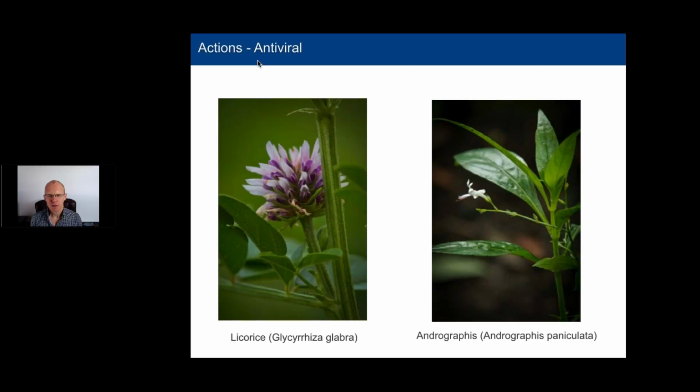Andrographis, it's a great herb used in Ayurvedic medicine and also in Chinese medicine. When I was a student, we didn't really know much about it, and it's made its way into traditional Western naturopathic medicine now. You'll see lots of products on the market that contain andrographis, and it's, again, another broad-acting antimicrobial that does have some antiviral properties.